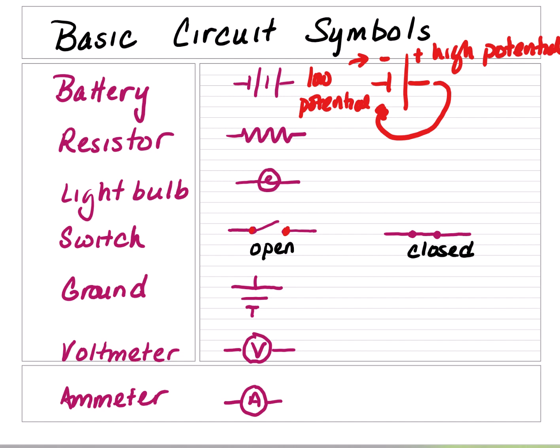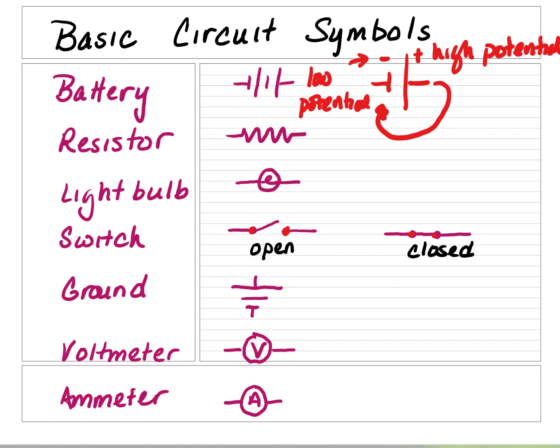Resistors are symbolized by the squiggly line. A light bulb is a circle with a little curl in the middle. A switch is symbolized by two dots. When it's not connected, the bar is up, and it is considered open. When the bar is down and is connected through, it is considered closed. So when it's open, current does not flow through. When it's closed, current flows through.